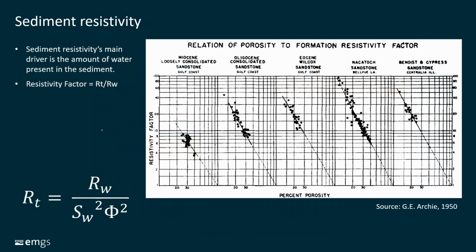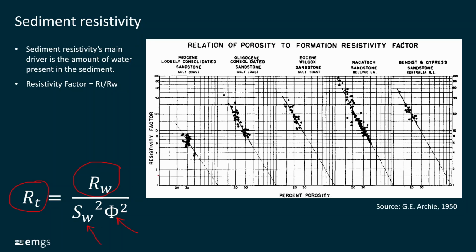So here is one of those relationships that explain sediment resistivity, and almost all of them do so by relating the sediment resistivity to the resistivity of the brine, taking into account the amount of brine in the sediment. So these two factors center: one is the porosity, the other is the water saturation.